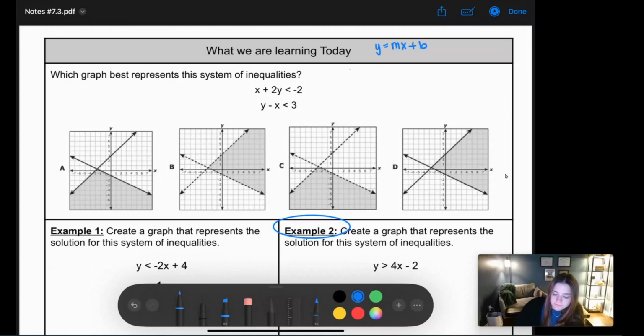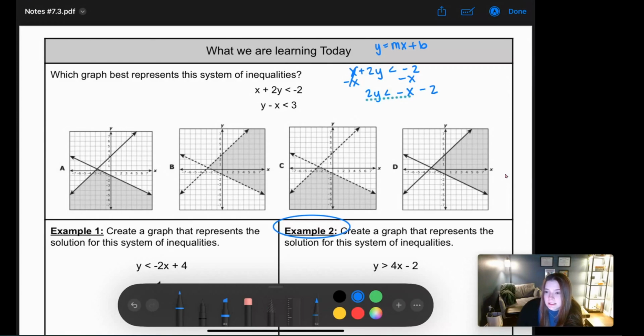So this first one, x plus 2y is less than negative 2. Let's go ahead and put this into slope-intercept form. So I want to move that x over by doing the opposite. Minus x here, canceling that out, leaving me with 2y is less than negative x minus 2.